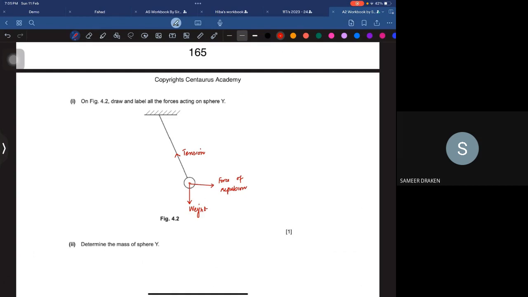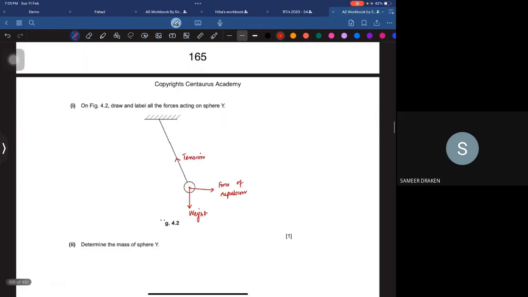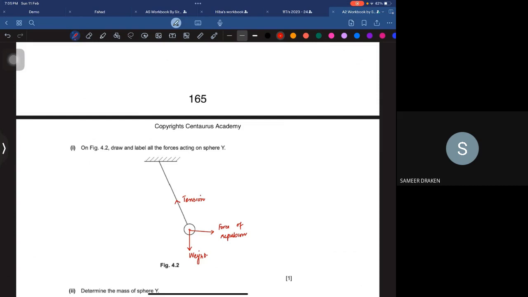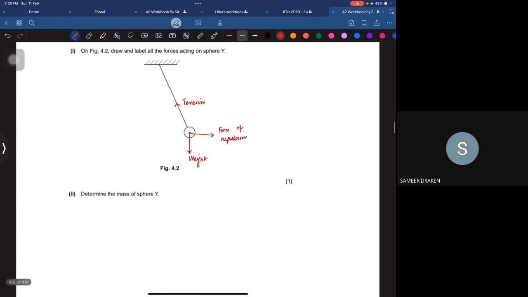Okay, kids. Now it says determine the mass of the sphere, because you see, if you look at the whole diagram, we can find the forces, but to find the mass, we have to have an idea about the tension. It's a full 4 mark question, so let's try and do this together and see what you have to do.